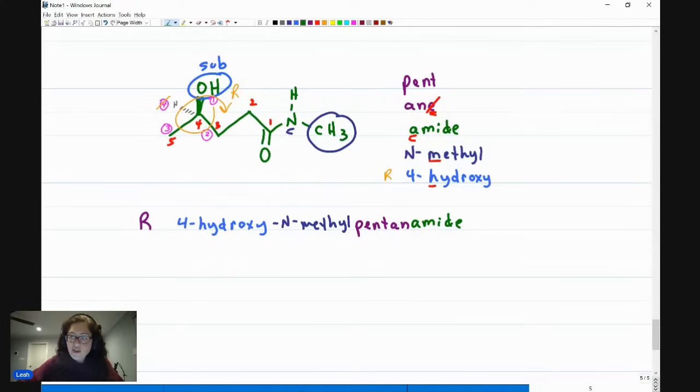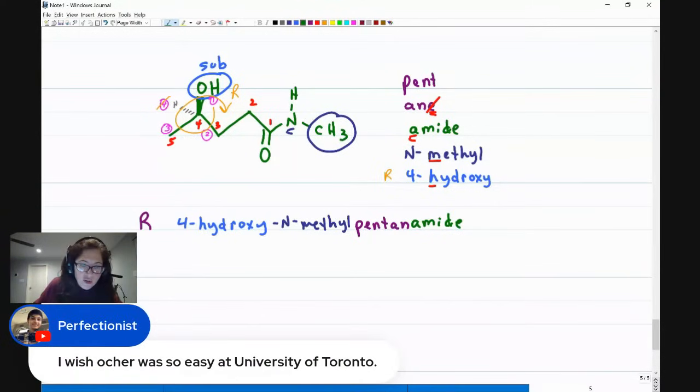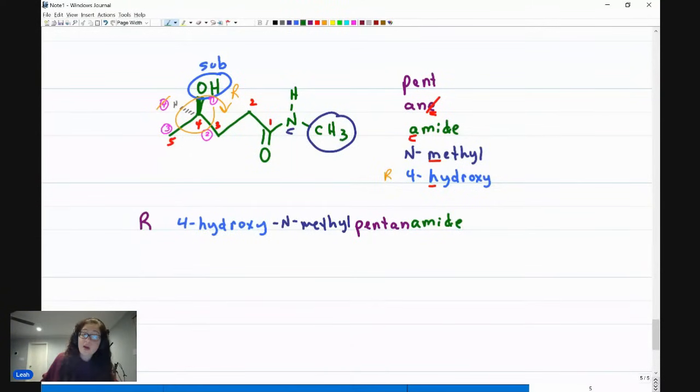Any questions? I wish OChem was so easy at University of Toronto. Do you mean that you have more difficult problems that you get tested on? If that's the case, what you want to do is start with the easy practice, get really good at it, then more difficult, more difficult, more difficult. In fact, I have a stereochemistry practice worksheet that's available on my website. Just comment stereo and I will reply with a link. Yes, even if you're watching the recording, and you'll be able to do a lot more practice on stereochemistry.